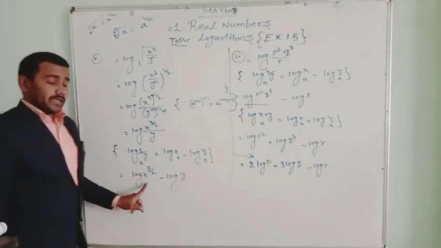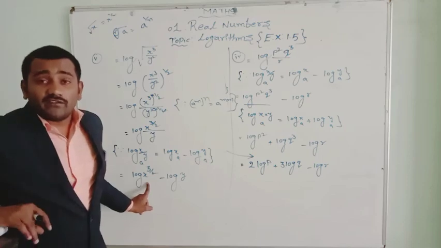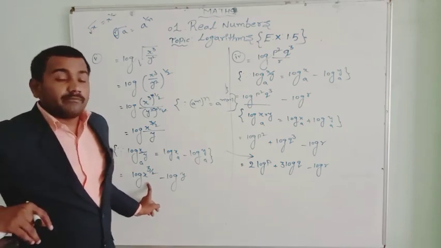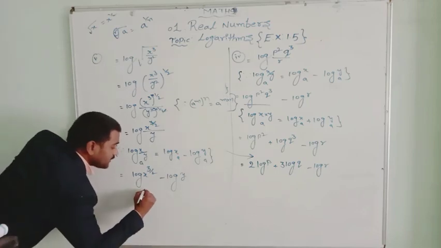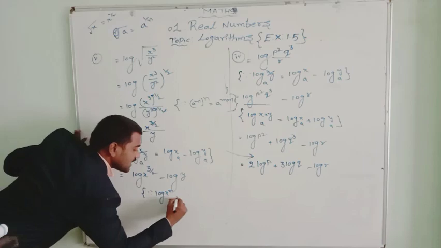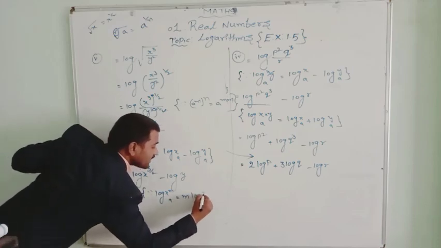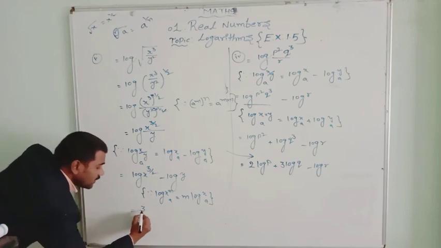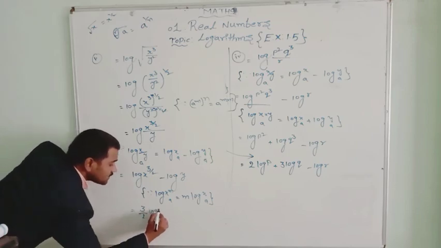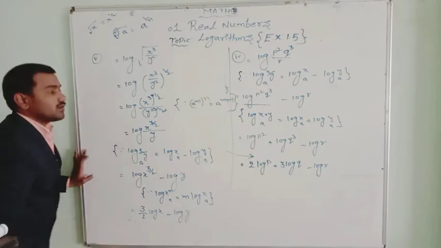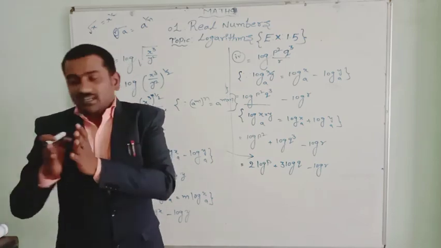Now again here we can apply the power formula. What is the power formula? Log x to the power of m base a equal to m log x base a. So here it comes like 3 by 2 log x minus log y. Therefore, this bit is completed.